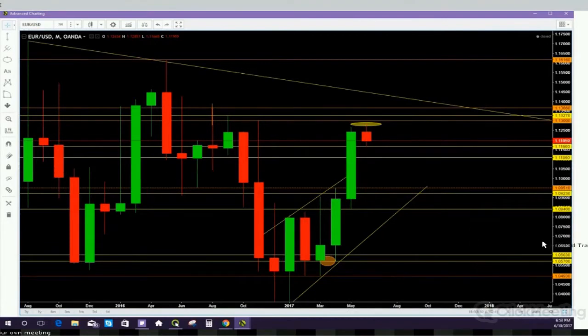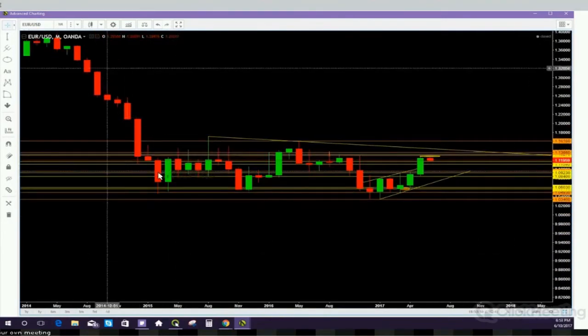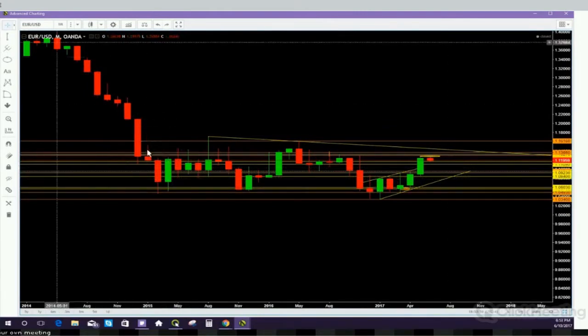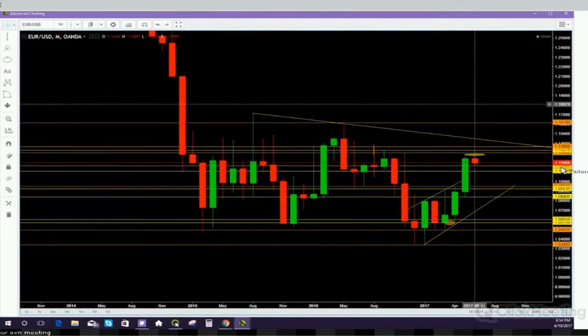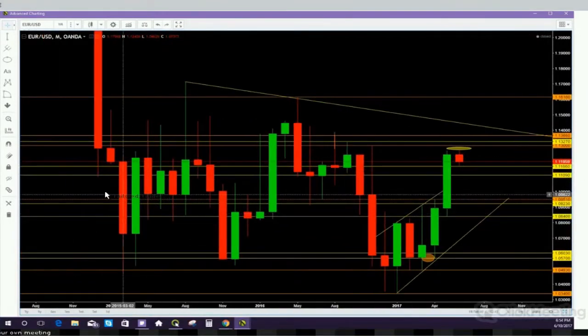Okay, diving in, Euro USD, from my perspective, is just dead range. It has been in a range for a couple years now, since 2015. This was the final big drop that we had. Then we've just been stuck in this range along with the US dollar for a couple years now, right? This candle is back in 2015, and we're in 2017.